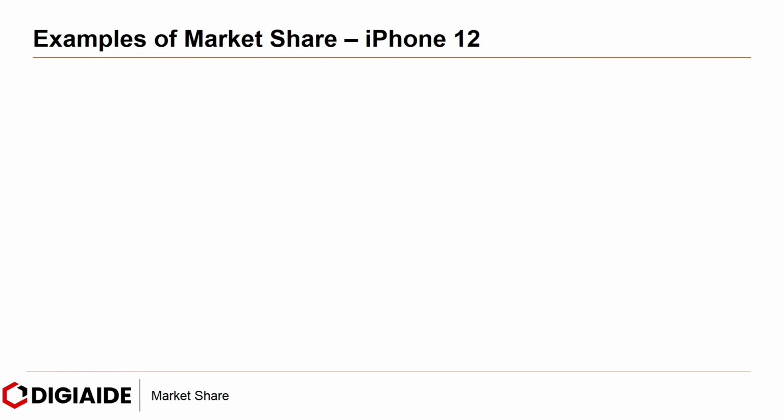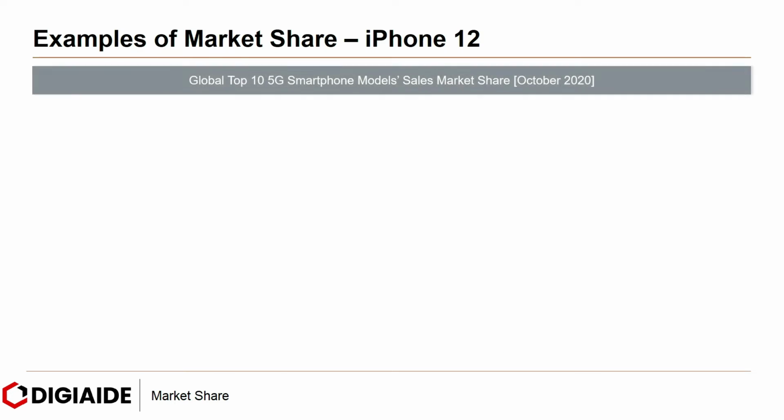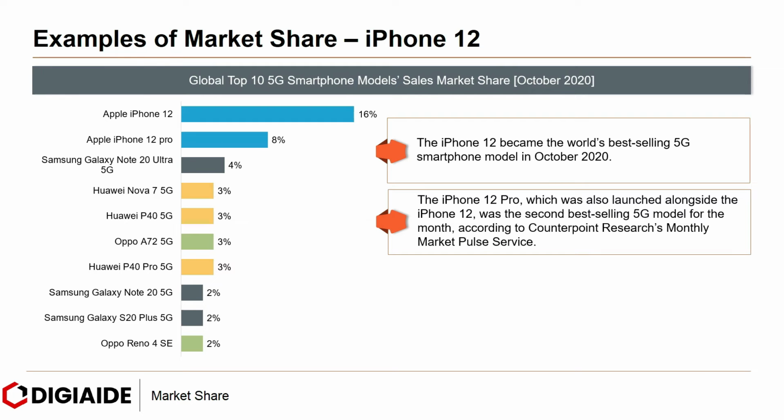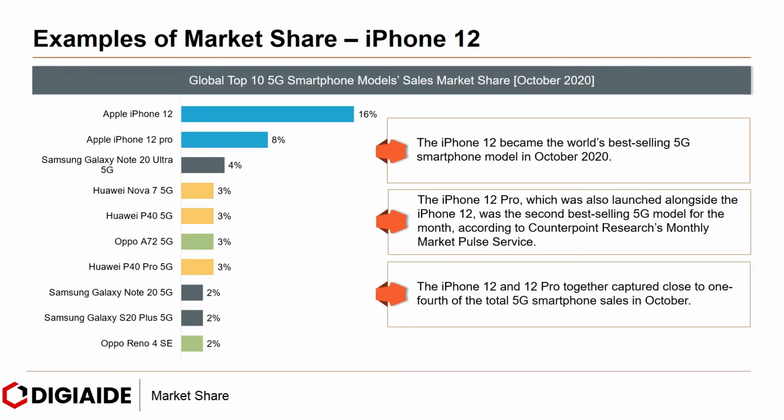Moving on to the next example, the iPhone 12. The global top 10 5G smartphone model sales market share of October 2020. The iPhone 12 became the world's best-selling 5G smartphone model in October 2020. The iPhone 12 Pro, as we can see, which was launched alongside the iPhone 12, was the second best-selling 5G model for the month, according to Counterpoint Research. The iPhone 12 and 12 Pro together captured close to 1/4 of the total 5G smartphone sales in October. Third in line was Samsung Galaxy Note 20 Ultra 5G.